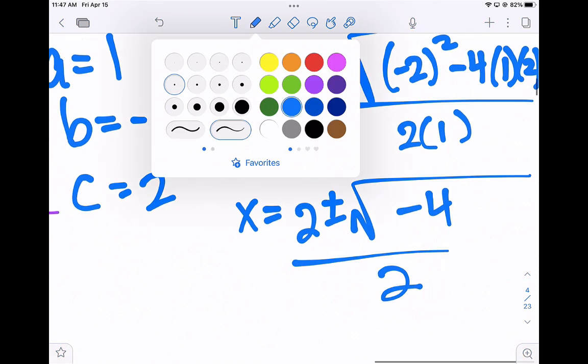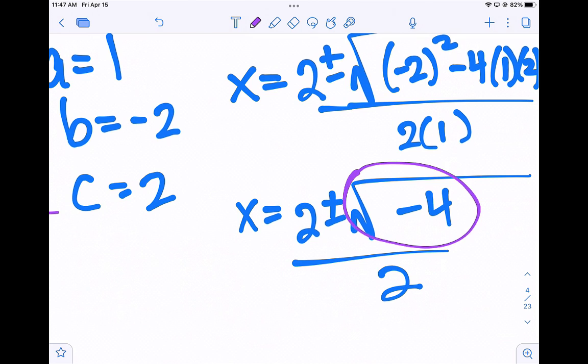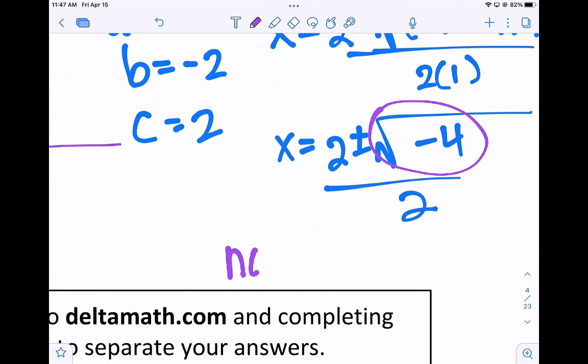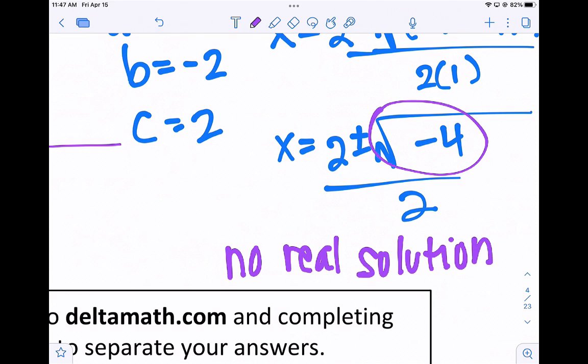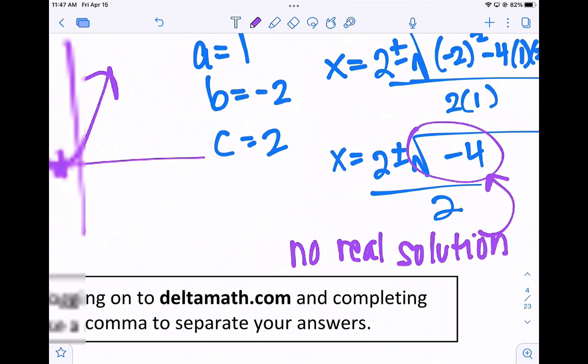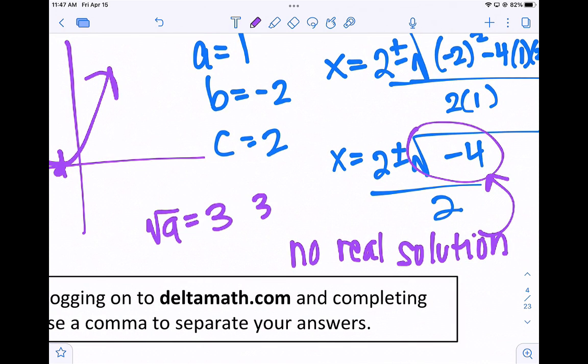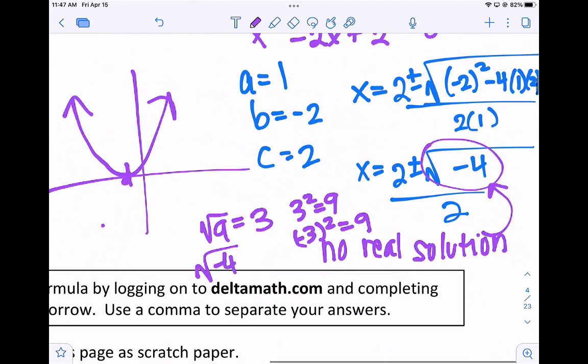And if you try typing in a negative radical into your calculator, it won't work because there's no number squared that equals negative 4. So this will be no real solution. So if you have a negative number under your square root sign, there's no solution because, for example, if we take the square root of 9, it equals 3 because 3 squared equals 9 and negative 3 squared equals 9. If you have the square root of negative 4, there's no number times itself that's negative. So when we get a negative, we'll say no real solution.